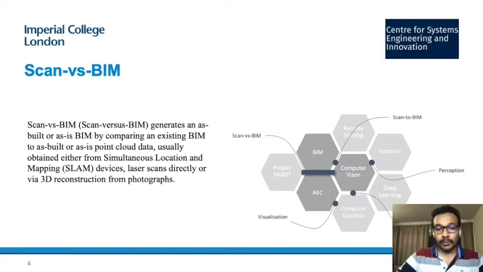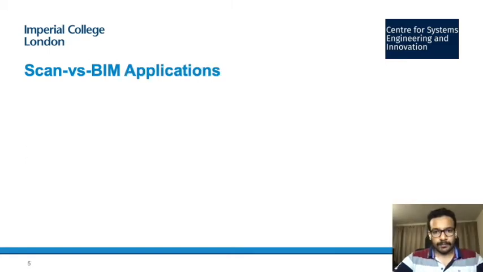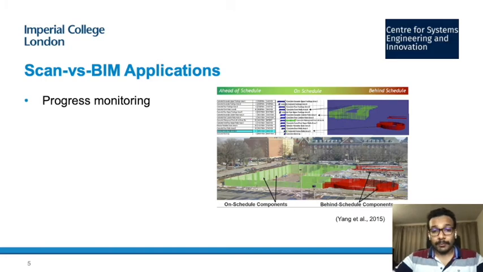So we could do a lot of applications with scan versus BIM, which we would discuss in the next slide. One of the most common applications for scan versus BIM is progress monitoring. From the point cloud data, we could get what is happening at the construction site, then it could be compared with the building information model to understand what components are behind schedule, what are in schedule, and what are ahead of schedule.